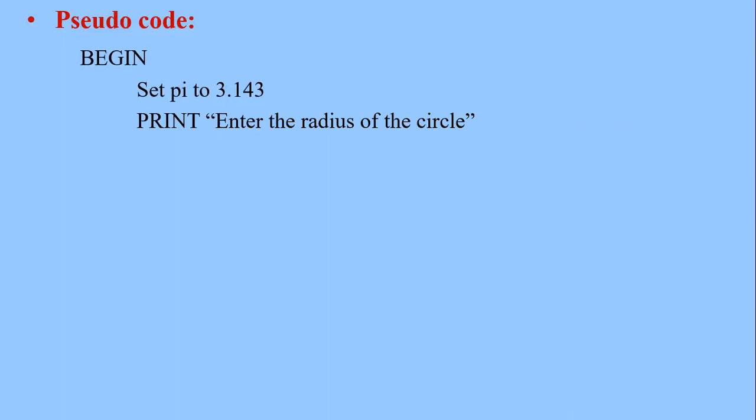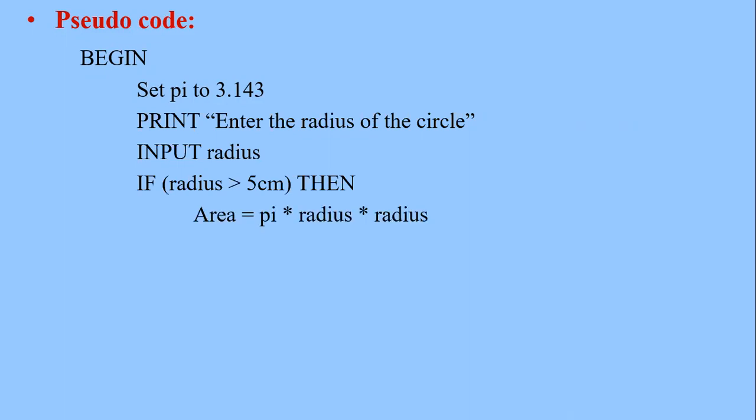So we have the pseudocode. Begin, set pi to 3.143, print, enter the radius of the circle, input radius. If radius is greater than 5 centimeters, then calculate the area by multiplying the content of pi times the content of radius times the content of radius. Output area, display area.